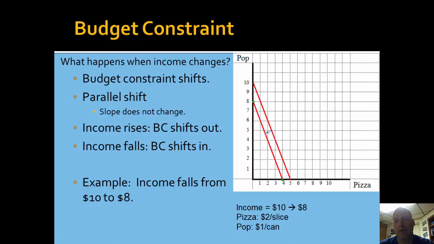In this case, what happens when your income falls from $10 to $8? The budget constraint will shift inward, reflecting the $2 fall in income. And you can see that we go from being able to afford 5 slices of pizza if we spent all of our money on pizza, down to 4 slices. And we go from being able to afford 10 cans of pop to being able to afford 8 cans of pop if we chose to spend all of our money on pop. So what we get when we have a shift in income is a parallel shift in the budget constraint. In this case, we're examining a fall in income, and we see that the fall in income means our budget constraint gets smaller. We get an inward shift in the line.